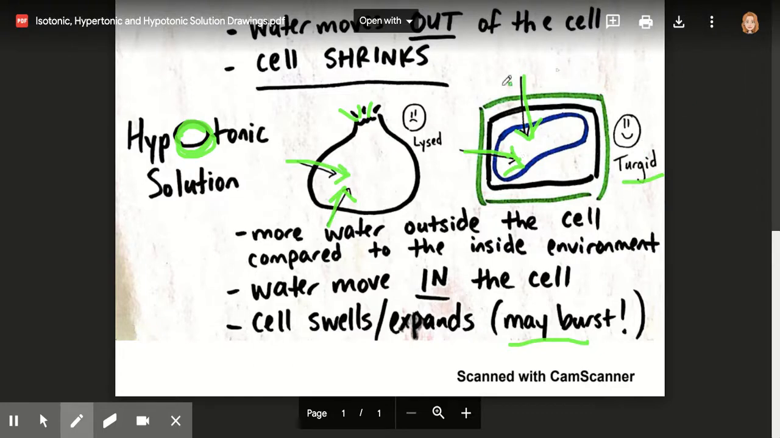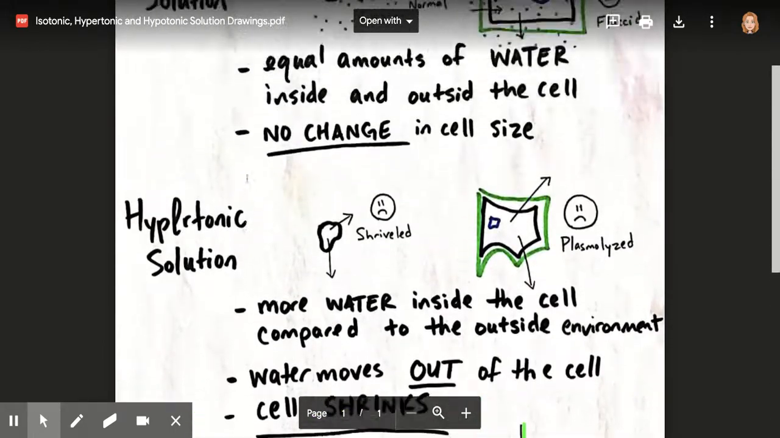And that's my little summary of the different types of solutions and environments.